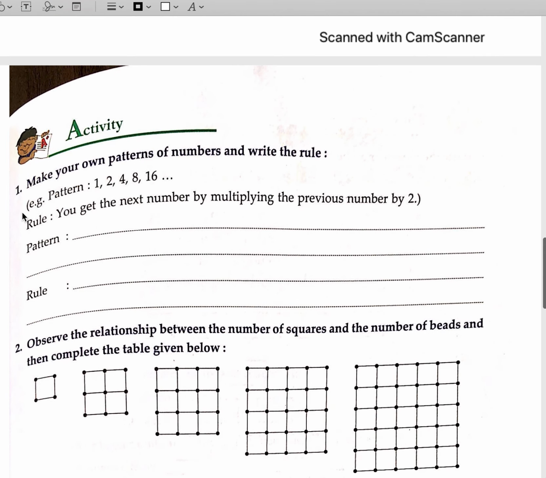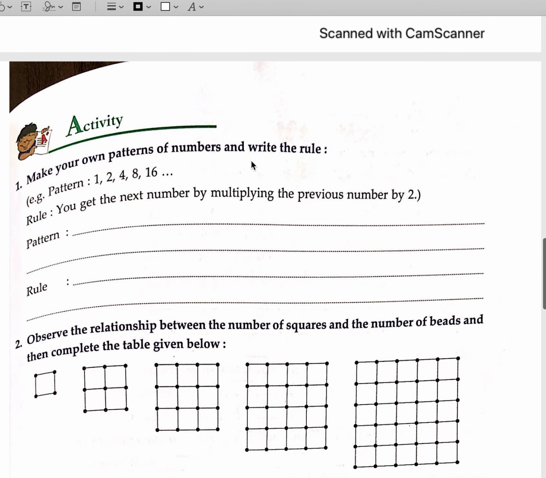Now this is an activity. Make your own patterns of numbers and write the rule. This is an example pattern: 1, 2, 4, 8, 16, and you can make any pattern you want. So now we can make any pattern we want.